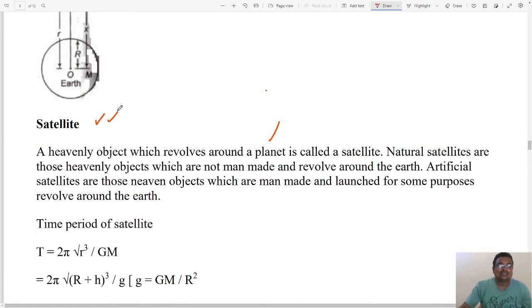Satellite is a celestial object. Natural ones revolve around the sun, and artificial ones, heavenly objects, revolve around the planet. That is called a satellite. Natural satellites are objects which are not man-made.